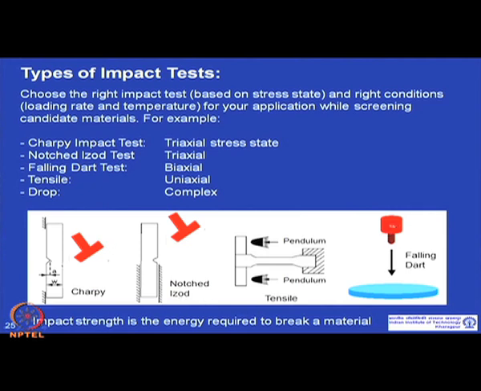Another test is where a load is allowed to drop from a height onto a circular disc, and it can break this material or it can make a hole, depending upon the energy. The amount of energy required to break this material is again the impact energy for this plate. And a drop test is basically taking the specimen and dropping it from a certain height, which is a very complex phenomenon.